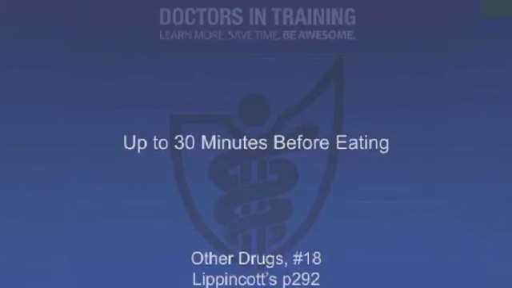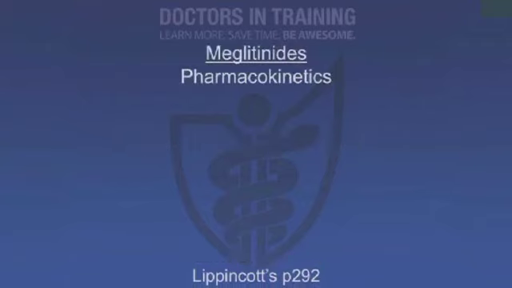These have a very fast onset and a very short duration of action. So you have to take them right before you eat, and you can take it about 30 minutes before you eat. As far as pharmacokinetics, these are oral drugs. They're metabolized to inactive products by the liver and then excreted in the bile. So you don't have to worry about renal function with this one.